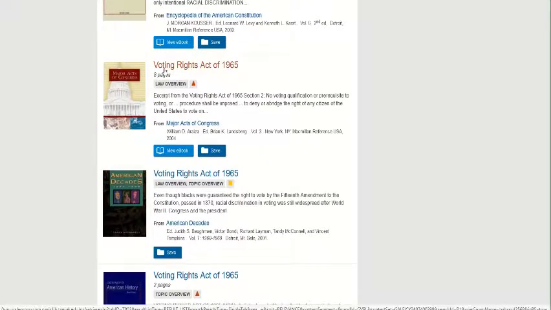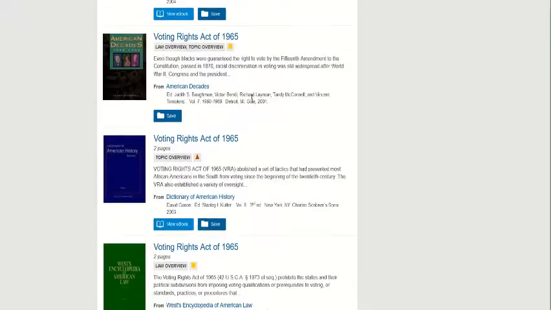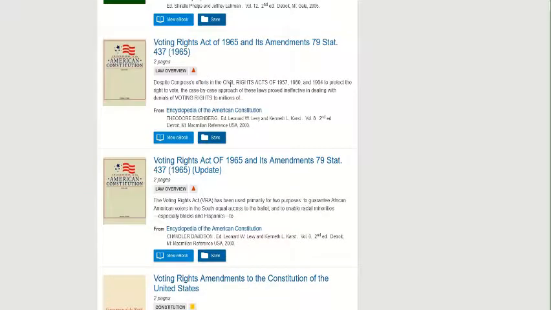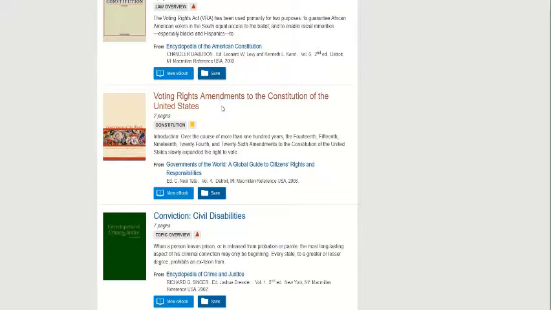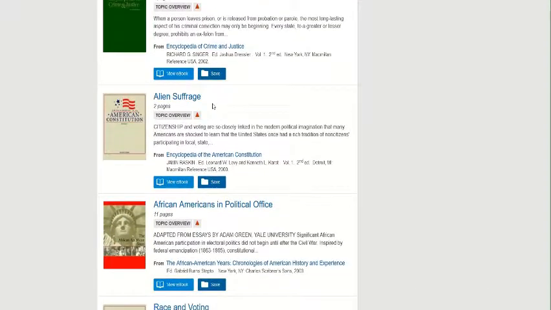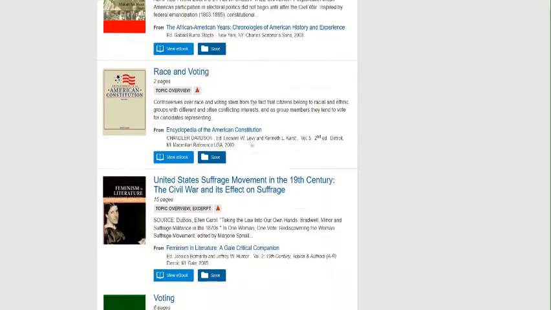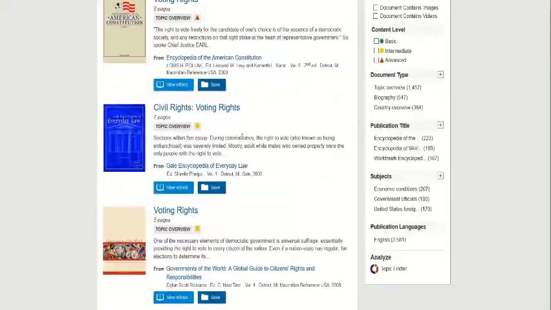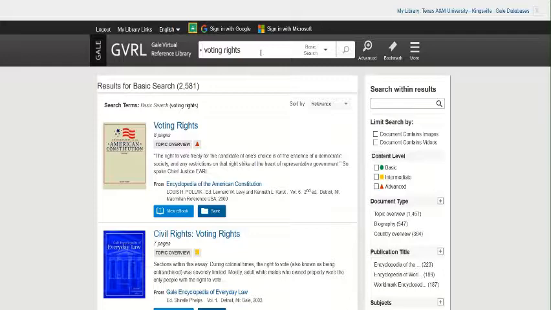Another article on the Voting Rights Act of 1965, 8 pages, the major acts of Congress. Another one, Voting Rights Act of 1965 from the American Decades reference book. So a lot of different information here. Other amendments, civil disabilities, alien suffrage, African Americans in political office, race and voting. So this gives us access to a whole lot more information, a whole lot more sources, basic sources, reference material than the previous two that we've looked at.